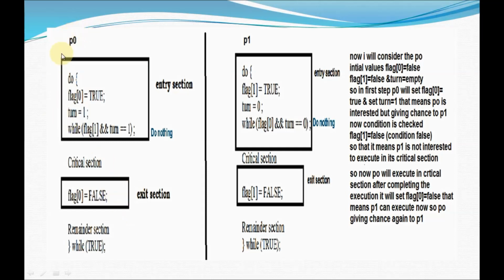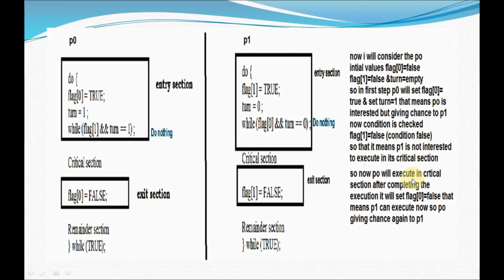Whenever P0 executes in its critical section, after execution P0 will give one more chance to P1 to enter its critical section. If it is interested, P1 can enter and execute. Again, if P1 is not interested, P0 will execute in its critical section. Again, it will change flag 0 to false and give a chance to P1. If P1 is again not interested, this process goes on repeating. Every time after the completion of the critical section execution, P0 will give the chance to P1.